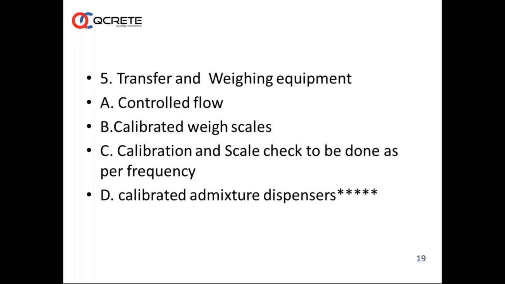Calibration of admixture dispensers is very important, because admixture dosage is very important. If there are any big changes in admixture dosage, for example, if the admixture goes in at 1:2 or 1:1.5 or something like that compared to the specified or intended dosage, then it will cause problems to the concrete. So calibration of admixtures has to be done probably once in 15 days or something like that.